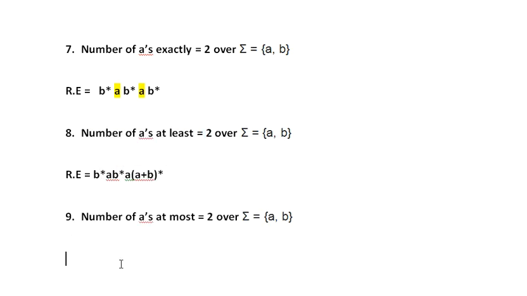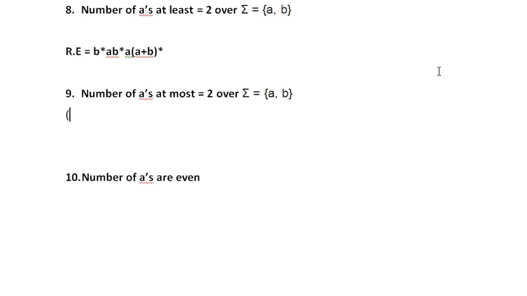Okay, now moving to the last one. This says the number of a's is at most 2. That means at most we can have 2, not more than that. So what can we do? I will just let you know one expression, one format actually. If I write like this, epsilon plus a, epsilon plus a. Sorry, I have taken a capital letter.